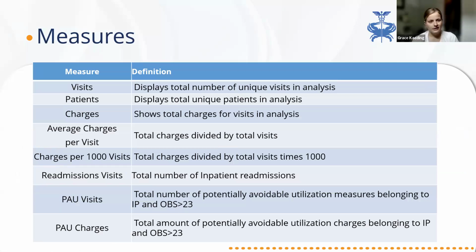Here are some measures that are in the report too. Some of the graphs you can filter on different measures, or you can select different measures. So here we just want to include this because we're not doing a live demo of the report to show you all the measures, but showing some screenshots. And so you have visits, patients, charges, and then we included average charges, charges per 1,000. You're able to see readmission visits, pre and post, PAU visits, which is potentially avoidable utilization visits, and potentially avoidable utilization charges. For more detailed information on what these definitions are, you'll be able to see them in the user guide.